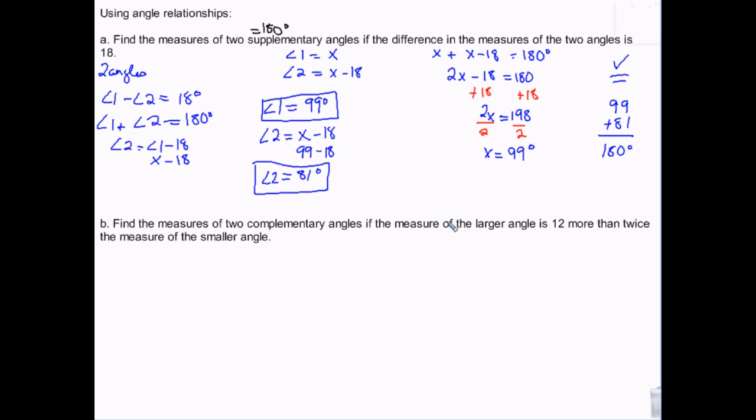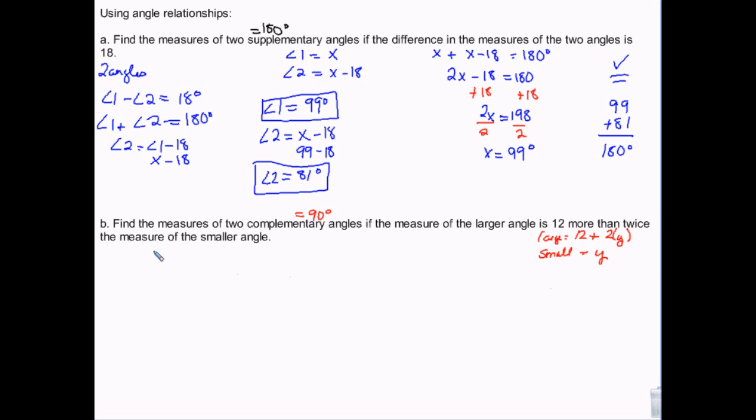Okay, we're looking for two complementary angles, so because they're complementary, they're going to equal 90. The measure of the larger is 12 more than twice the smaller. 12 more than twice is 12 plus 2 times, because twice is to multiply by 2. So we just have to say, what letter do we want to use? Y. So 12 plus 2y is going to be the larger, and then the small one is just going to be y.